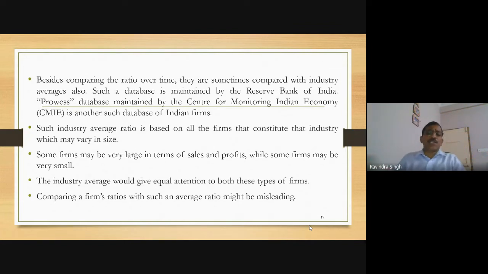Such industry average ratio is based on all the firms that constitute that industry. ये एवरेज होता है उस साइज का, उस लेवल का कंपैरिजन करके, इंटर कंपैरिजन करके सभी का एक निकाला जाता है. तो हाउ यू कैन से दैट इट विल बी करेक्ट.